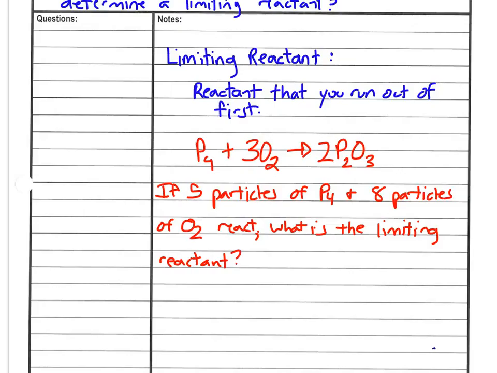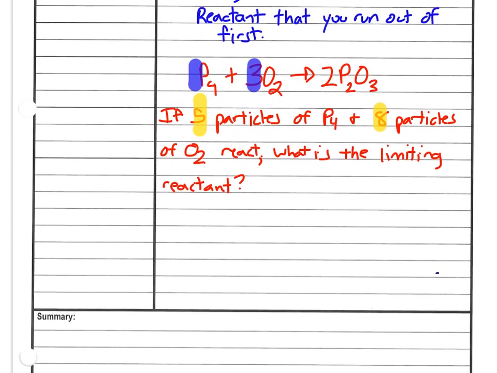Now you might look at this and think, hey look, I have 5 and 8. Obviously I'm going to run out of 5 first. But in the chemical reaction we have to pay attention to the coefficients. So there's a 1 here and a 3 here. That is important for us to note. So when we draw our diagram we'll see what we run out of first. So let me scroll up and let's get our boxes here.